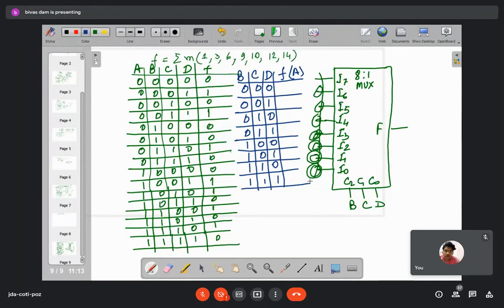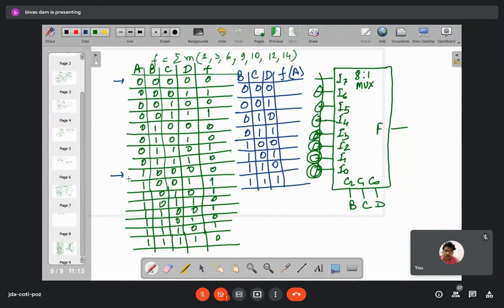Fine. Now BCD is 0, 0, 0, and there A can be 0 or 1. Where do you have those two input combinations? Here I have one and here I have the other. BCD 0, 0, 0 I have here as well as here. Is it not?